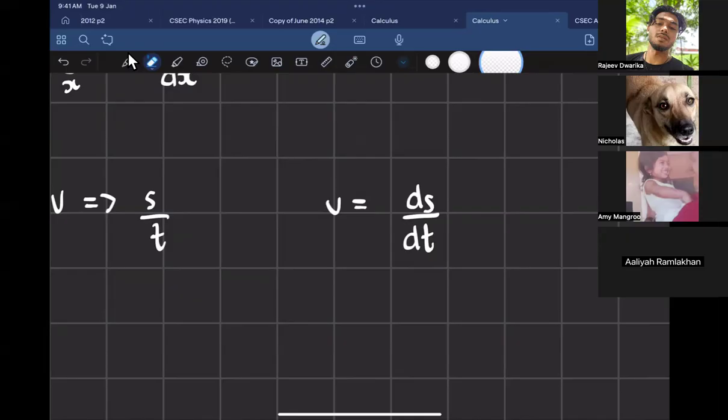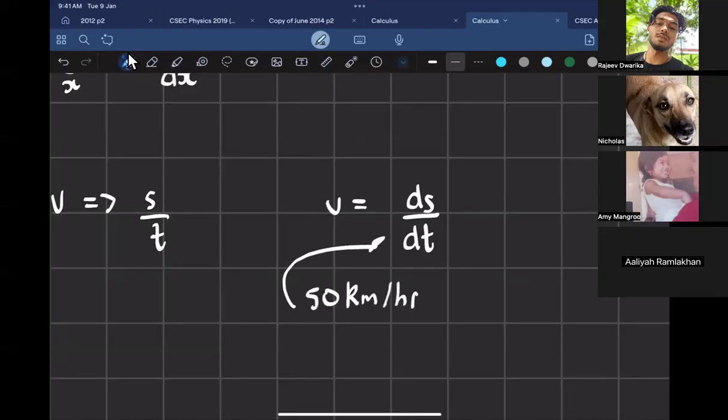You're probably confused. When I say displacement changing with respect to time, I'm asking how much you're moving in 1 second, how much you're moving in an hour. You understand what I'm saying? If you see 50 kilometers per hour, how much are you changing? 50 kilometers every hour. Right. So the distance is changing with respect to the time. And this means ds over dt.